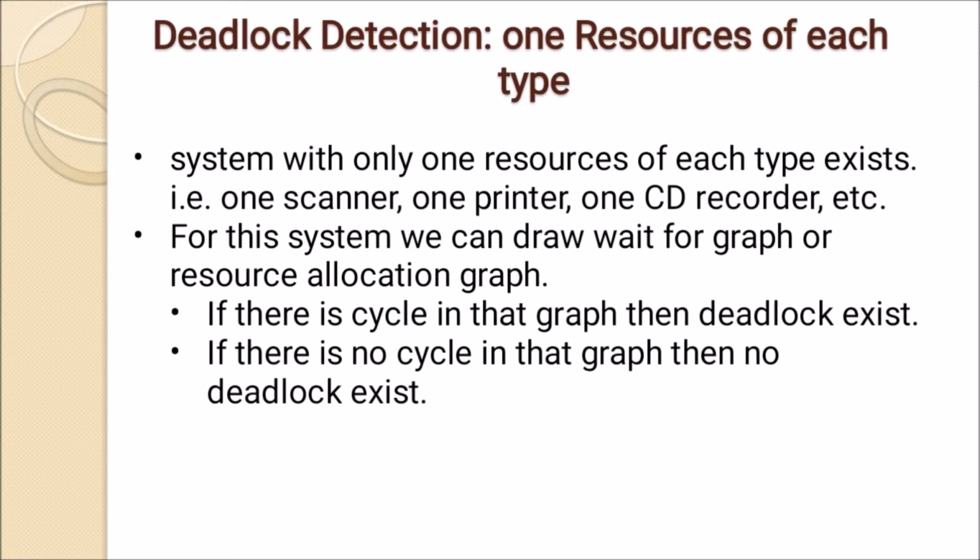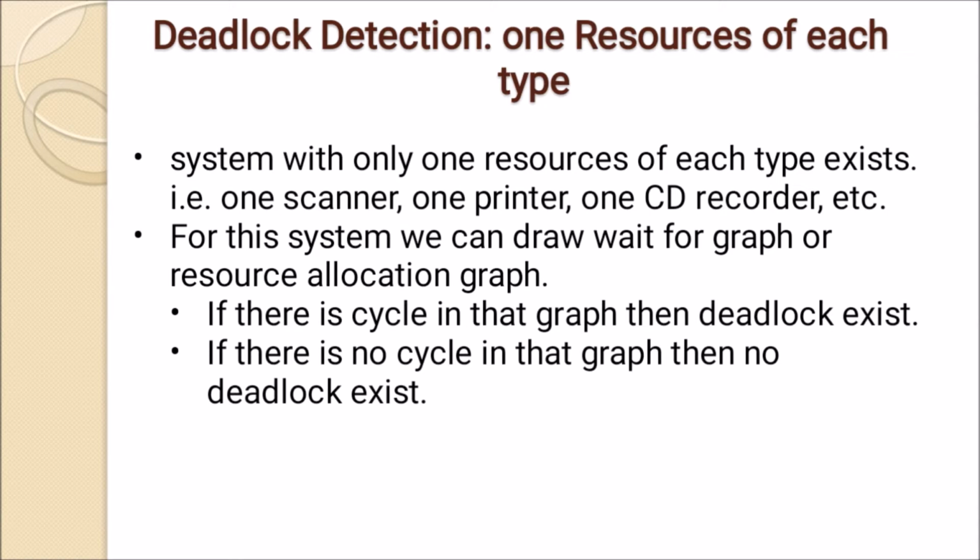Now let us discuss deadlock detection with one resource of each type, which means that there are, for example, four resources. One is a printer, one is a scanner, and then two other devices. But there is only one instance of each, which means there is only one printer and only one scanner, not more than one. So the system has only one resource of each type, that means one scanner, one printer, one CD recorder, etc.